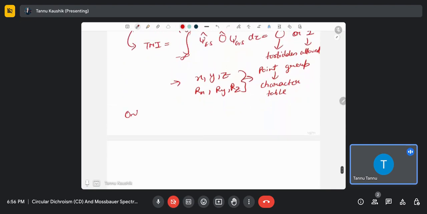So only if we are getting a totally symmetric representation, then that transition will be allowed.